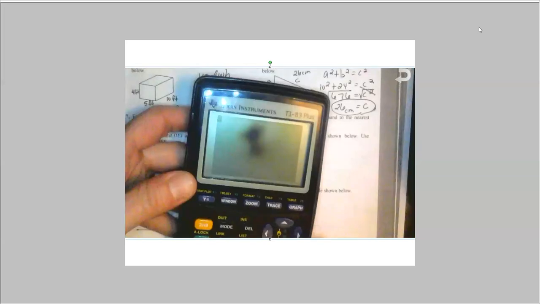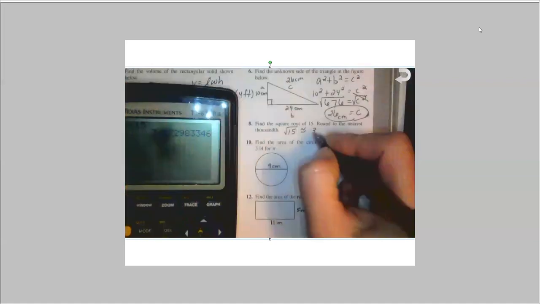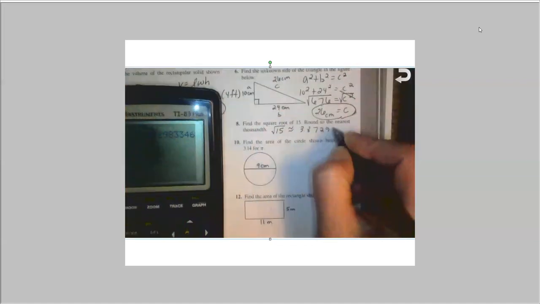So the square root of 15 is not a perfect square root, so we're just going to have to round this. It's an irrational number. So the square root of 15, okay, we see that decimal right there. Sorry, that light is shining pretty bad. So that is approximately 3.872983. It just keeps going. But we're asked to round to the nearest thousandths place.